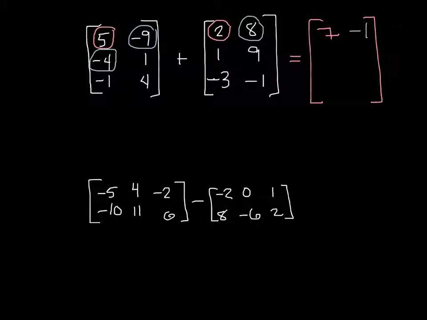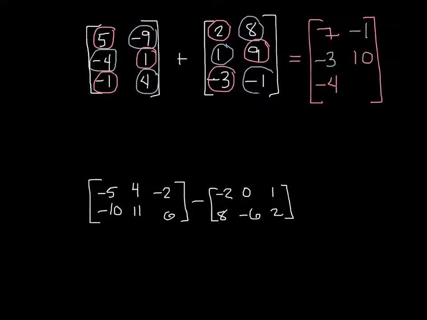So I have a -4 in the middle on the left, and I have 1 in the middle of the left there. So if I add those together, I get -3, and I'll put that in the middle left. Then I have the 1 on the middle right and the 9 on the middle right. Add those together, I get 10. I have -1 on the bottom left and -3 on the bottom left. So I add those together, I get -4. And then I have 4 on the bottom right and -1 on the bottom right. That gives me 3 on the bottom right.